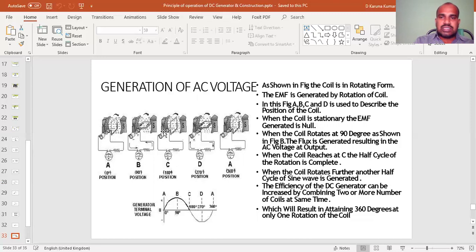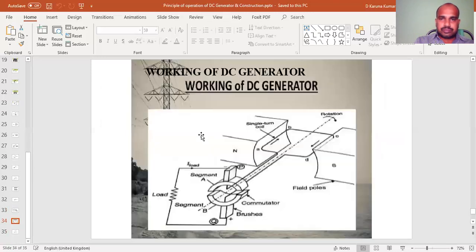When the coil reaches half a cycle of rotation, the EMF generated is zero. Again, when the coil is at 180 to 270 degrees, the EMF generated is more, but in the reverse direction. The next one, the coil reaches 360 degrees. Once the coil reaches 360 degrees, after one revolution, the result is again zero.